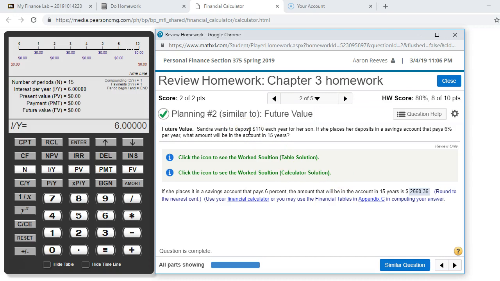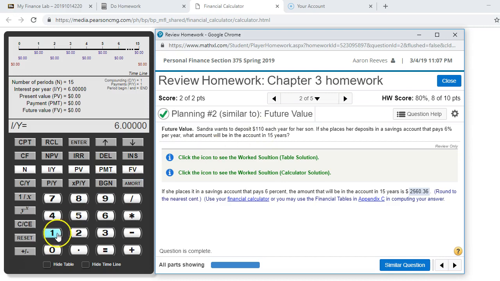The 110, you're going to make that payment deposit amount each year. This is known as a payment because she's paying 110 each year for the next 15 years. Now, if she was to deposit 110 just once, it would be present value. But because she's going to deposit 110 each year for the next 15 years, that's known as a payment.